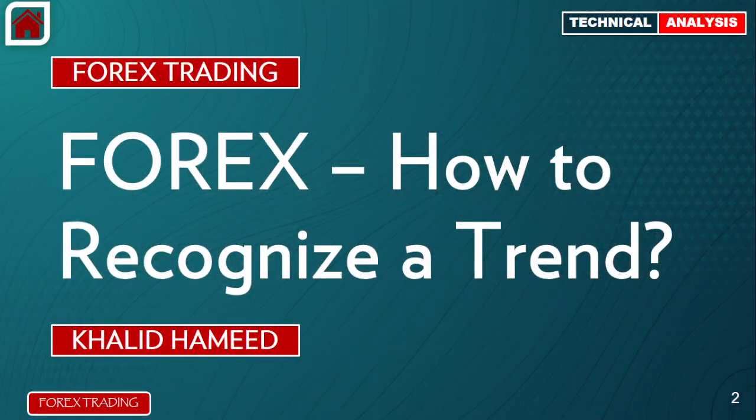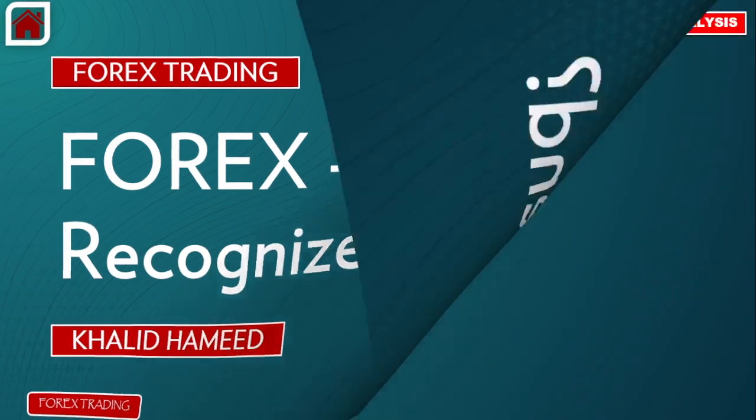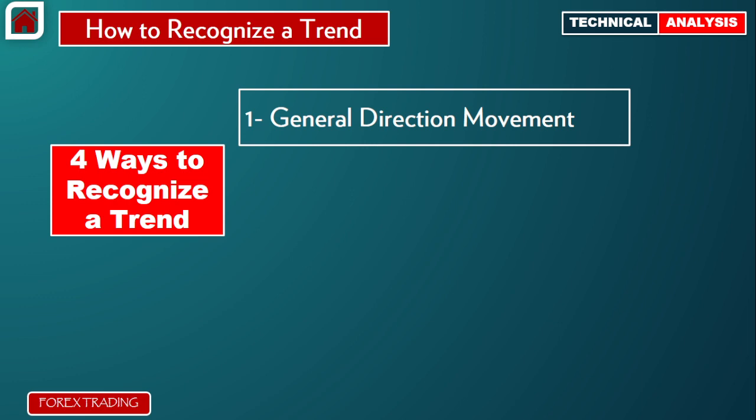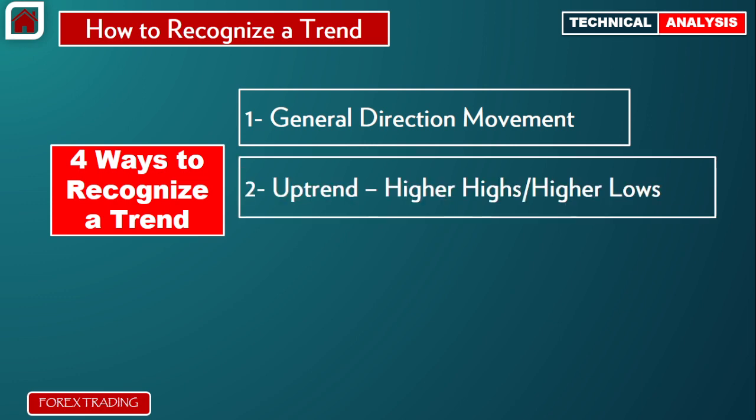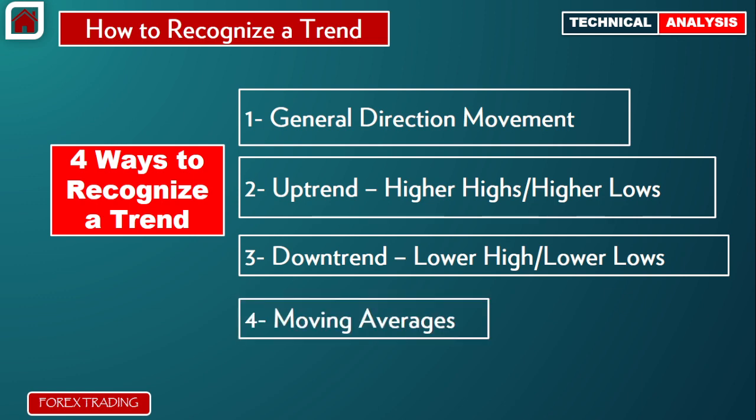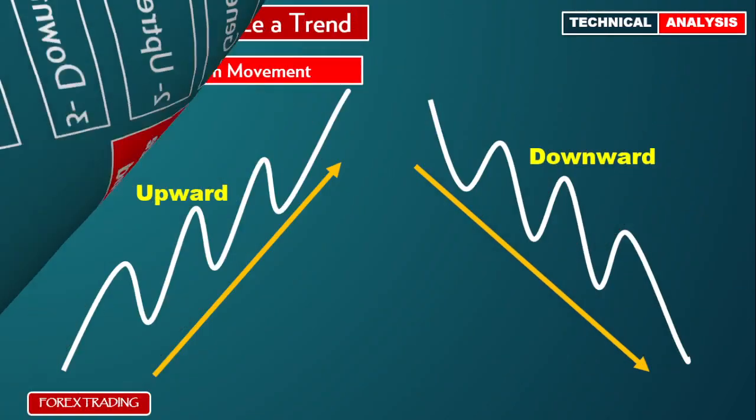Okay, today we are going to talk about how to recognize a trend. So let's see what it is. There are four ways to recognize a price trend on a price chart in Forex trading. Number one, general direction movement. Number two, if it's going uptrend with higher highs and higher lows. Number three, if it's going downward with lower highs and lower lows. And then we also recognize the trend with the moving averages. So now let's see one by one.